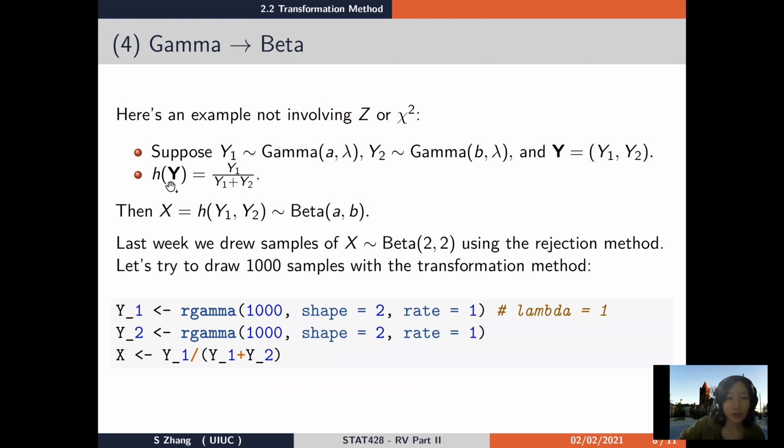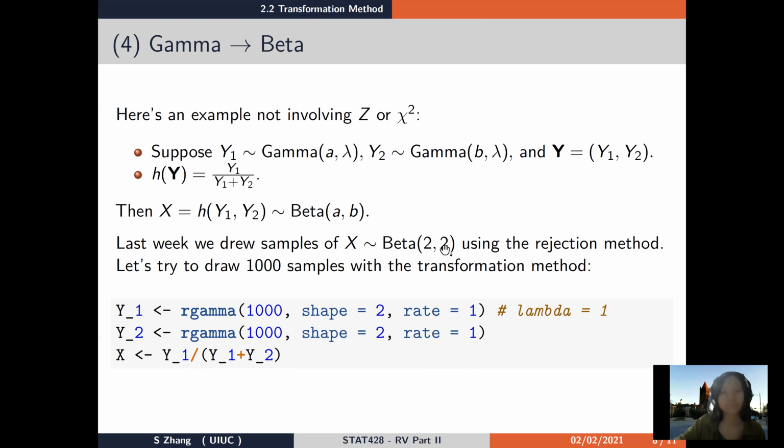And our h function is defined as follows. It's going to be equal to the ratio between y1 and y1 plus y2. You can actually show, we're not going to show it here, if you're interested, you can show it or read a proof of it online, that if we apply the h function to y1 and y2, which follow the corresponding gamma distributions, then the resulting x, which is equal to h of y1 and y2, will follow the beta distribution with parameters a and b.